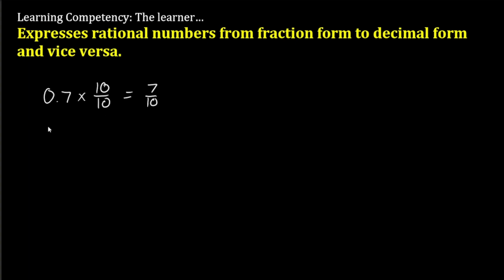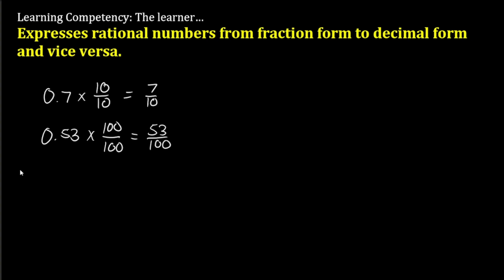So when you have a decimal that has 53, then you would have to multiply by 100. 2 decimal places, 2 zeros. So we're going to multiply by 1 in the form of 100 over 100. This is going to be 53 over 100.